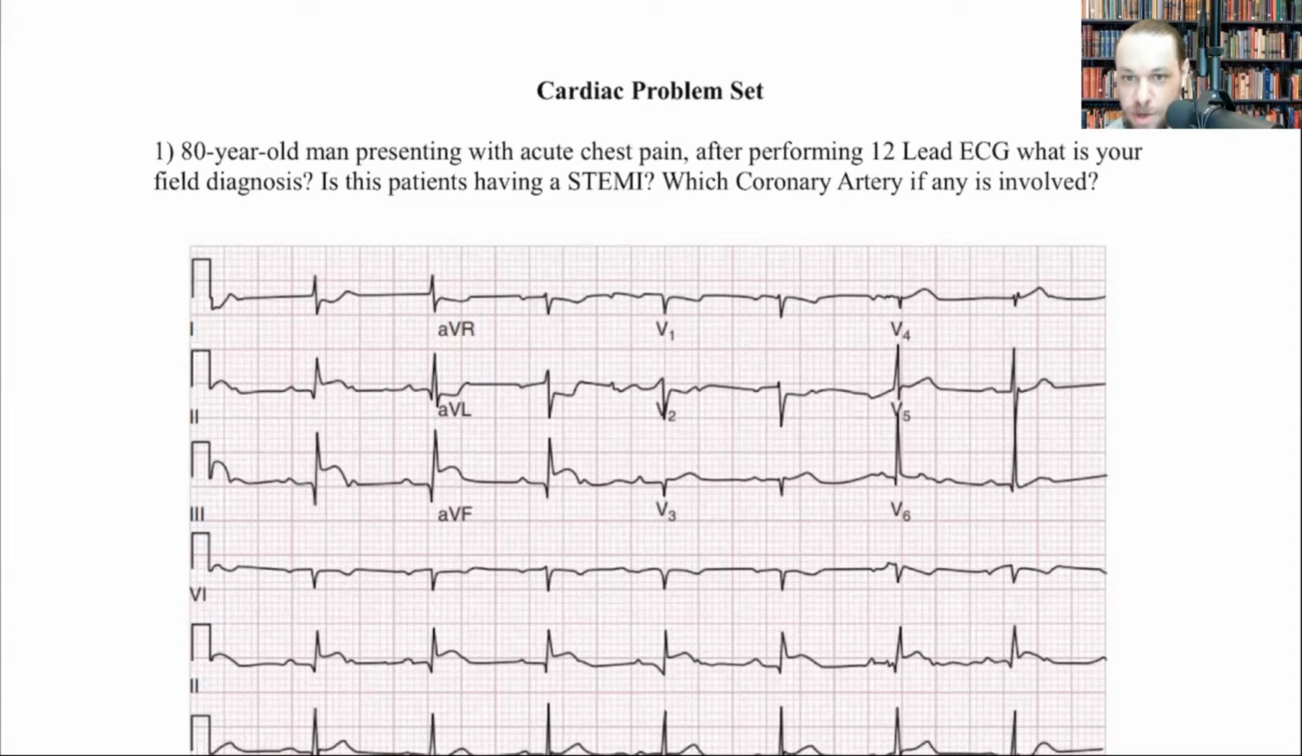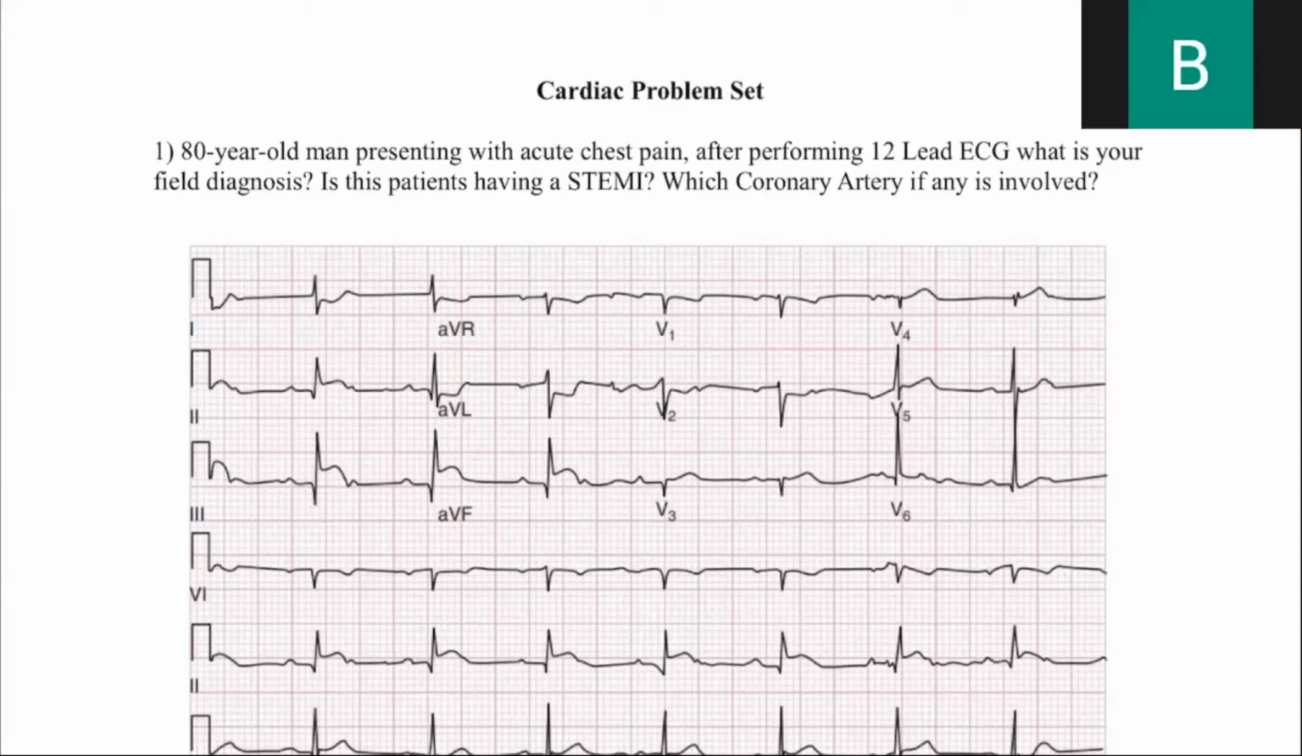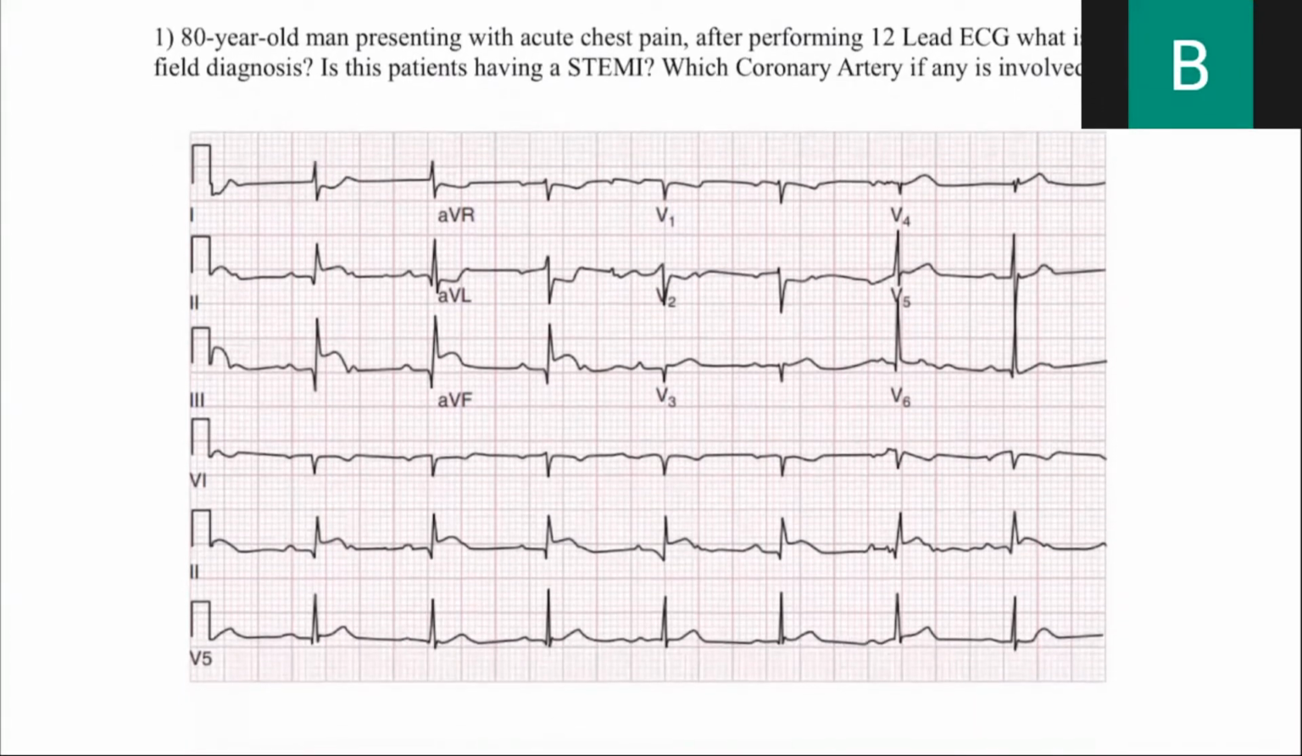Read the question first before we start. An 80-year-old man presents with acute chest pain, after performing a 12-lead ECG. What is your field diagnosis? Is this patient having a STEMI? Which coronary arteries, if any, are involved?